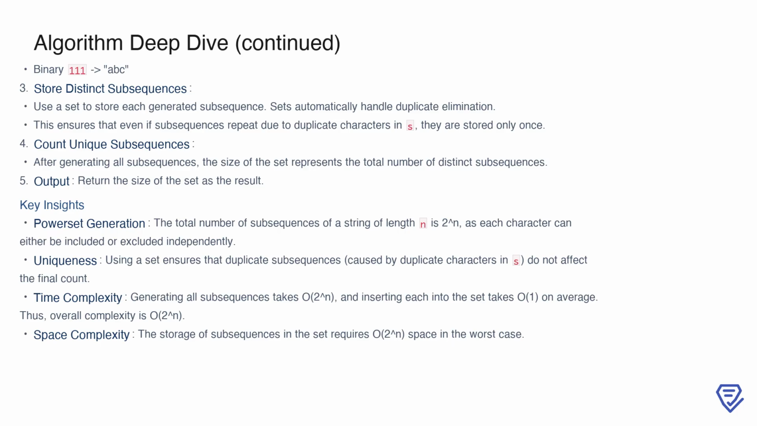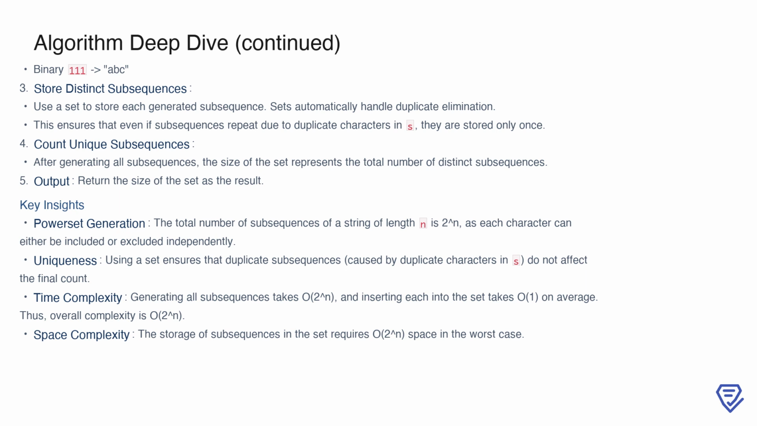When generating subsequences, we store them in a set to ensure uniqueness. The set automatically removes duplicates, which is especially useful when the string contains repeated characters. For example, two identical subsequences formed from duplicate characters will only be stored once. After all masks are processed, the size of the set gives the total count of unique subsequences.